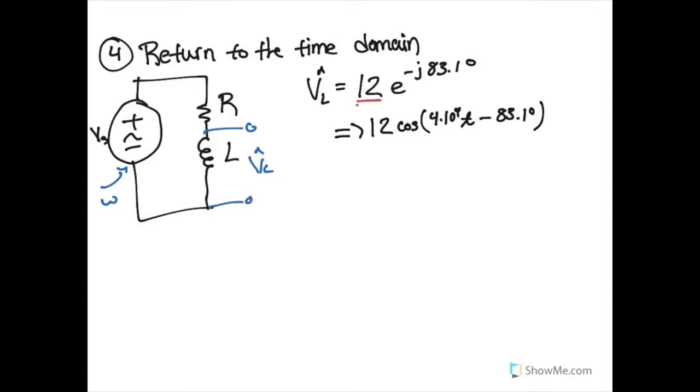So again, our amplitude is from here. Our frequency comes from the frequency of the source, and our phase from the exponent just comes down.